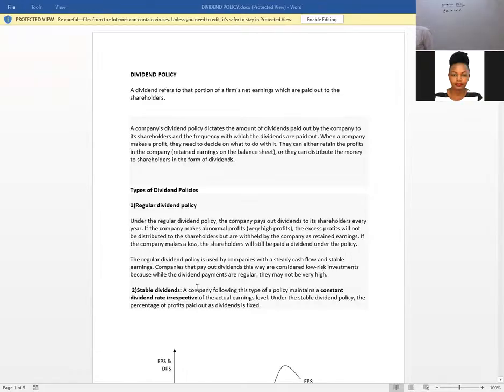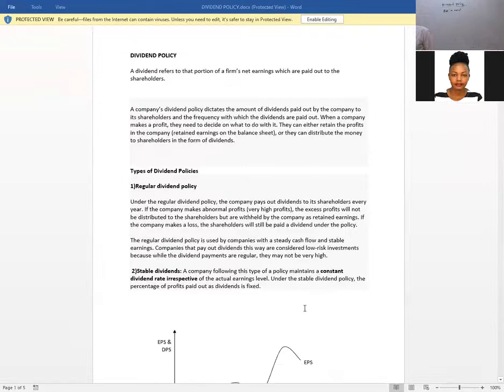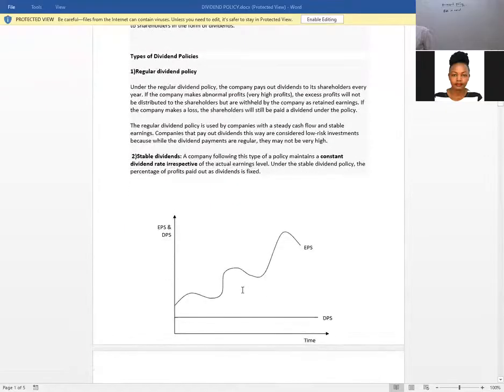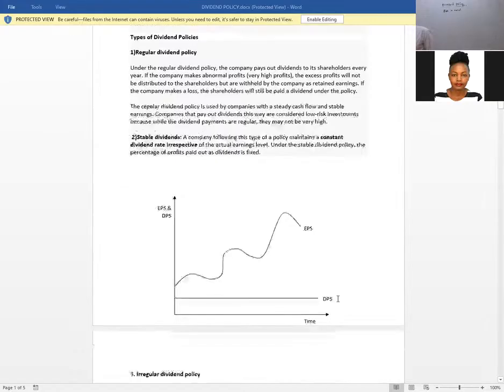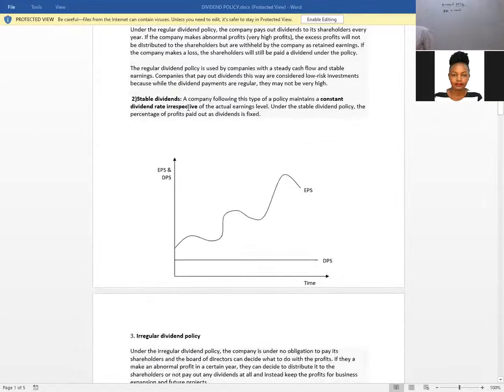A company following the stable dividend policy maintains a constant dividend rate irrespective of the actual earnings level. Under the stable dividend policy, the percentage of profits paid out as dividends is fixed. So at the end of the day, ladies and gentlemen, look at the DPS. Under stable dividends, we have a constant dividend rate irrespective of the actual earnings level.